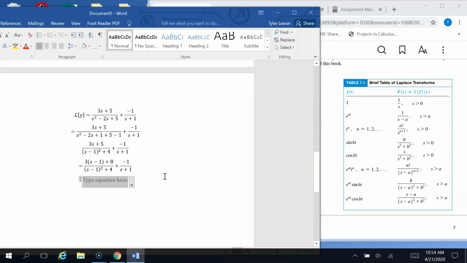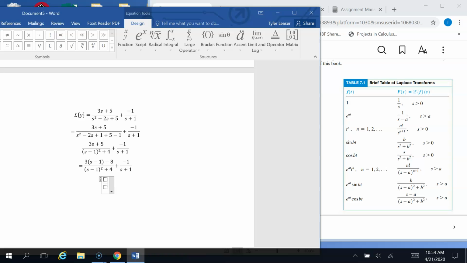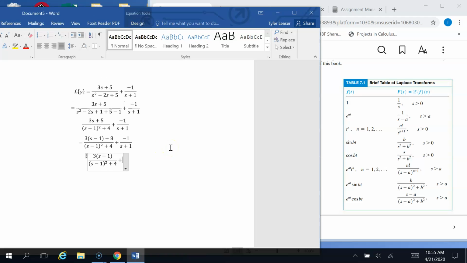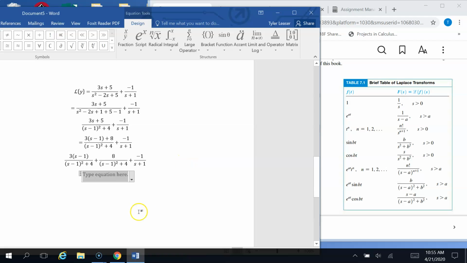Okay, now we'll break it up into the two separate fractions. So we're going to have just 3 times s minus 1 over the s minus 1 all squared, plus 4. Plus, then we're going to have an 8 over the same thing, s minus 1 all squared plus 4. Plus we still have this thing. Okay, good, and then we're pretty much done. So now we can just go ahead and write what it's going to be over top here.